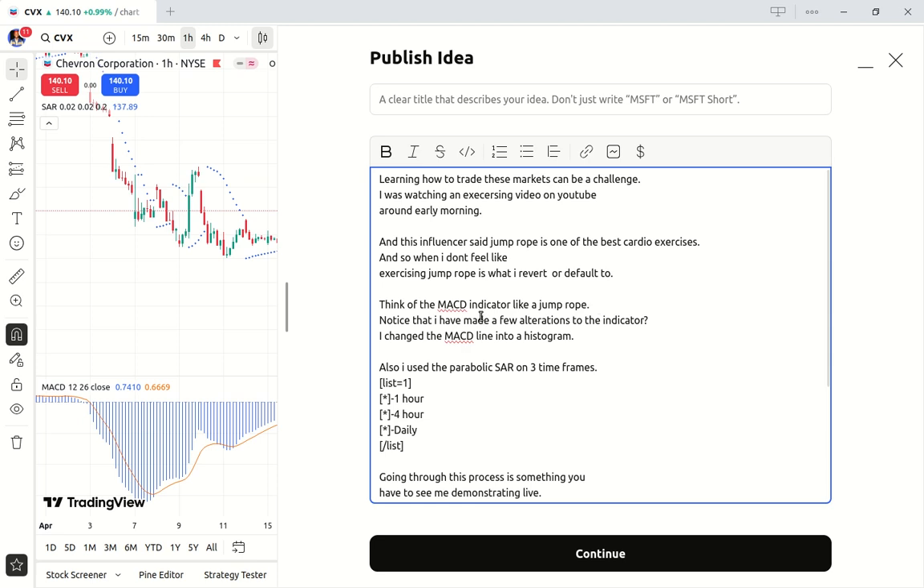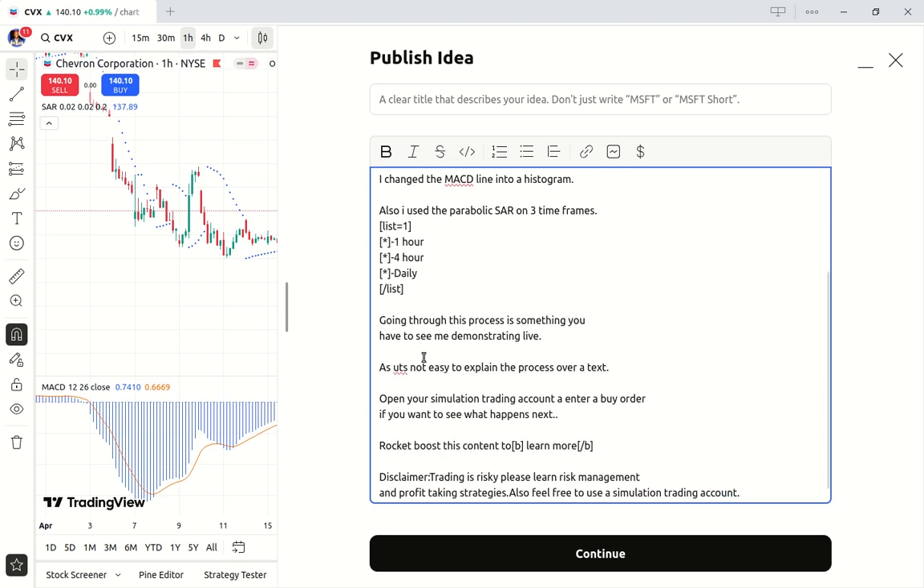Now notice that I have made a few alterations to the indicator. I changed the MACD line into a histogram. Also, I used the parabolic SAR on 3 time frames: 1 hour, 4 hour, and daily. Going through this process is something you have to see me demonstrate live, as it's not easy to explain the process over text. Open your simulation trading account and enter a buy order if you want to see what happens next. Rocket boost this content to learn more.